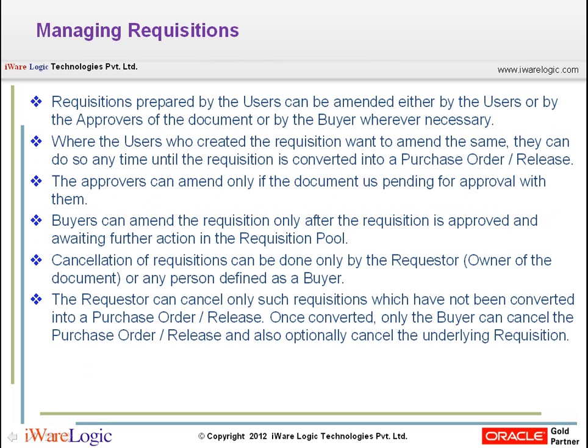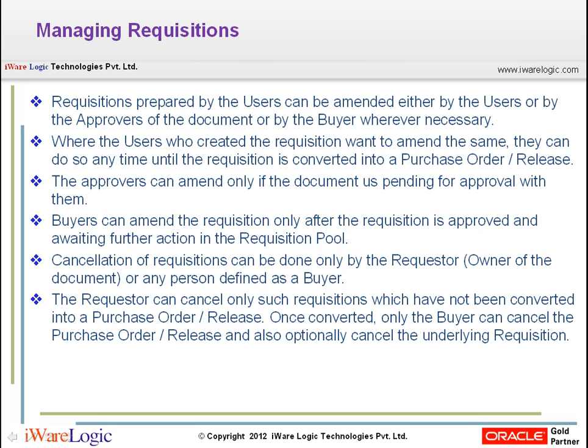Managing the requisitions. Requisitions prepared by the users can be amended either by the user, by the approver of the document, or by the buyer wherever it is necessary. Where the users who created the requisitions want to amend them, they can do so any time until the requisition is converted into the purchase order or release. The approvers can amend only if the document is in pending approval status. The buyer can amend the requisition only after the requisition is approved and awaiting further action.